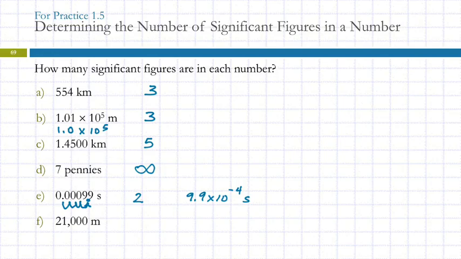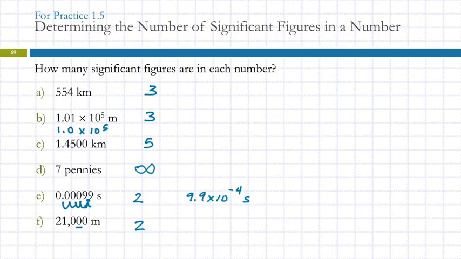21,000 meters. 2. The zeros are ambiguous. So we need to assume the worst and we'll say 2. Now, what if that was actually measured to the nearest 10 meters? Well, we kind of have a shorthand way: we could underline that 0, and that indicates to a lot of people that's the last significant figure, but it's not very clear.